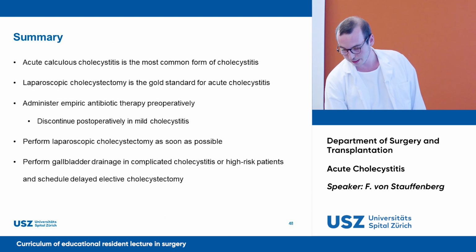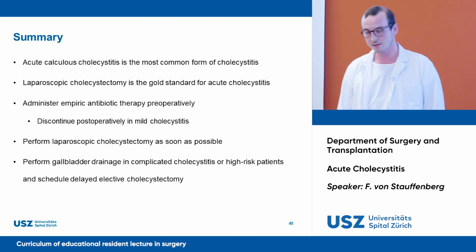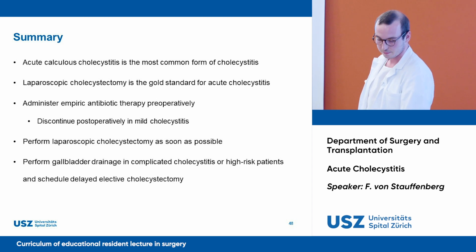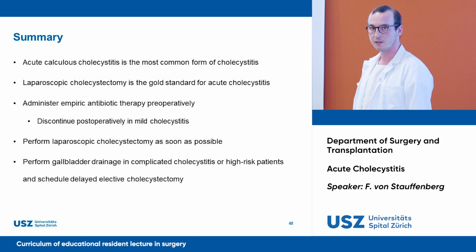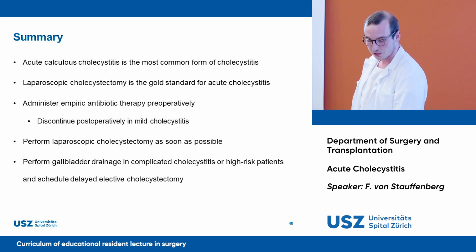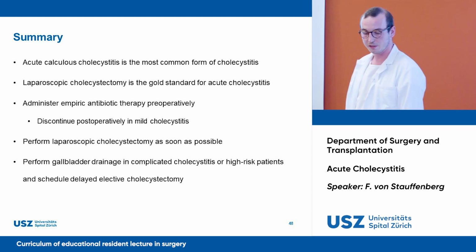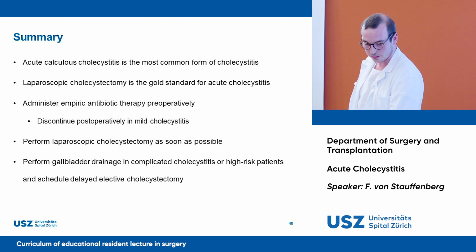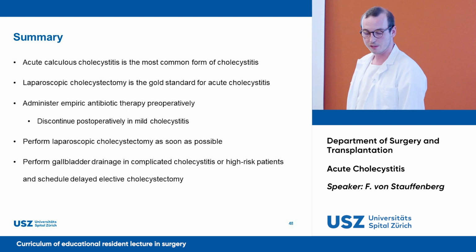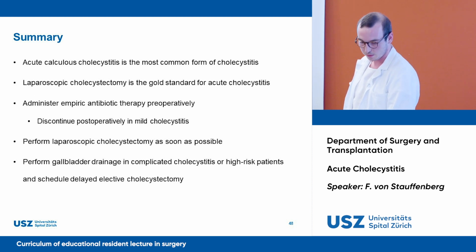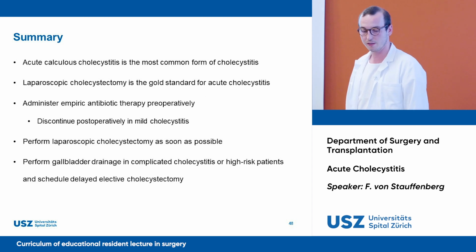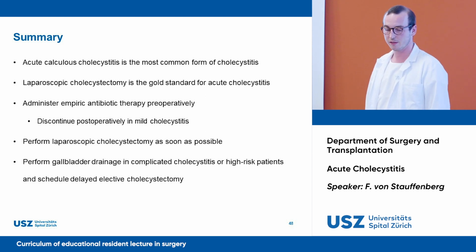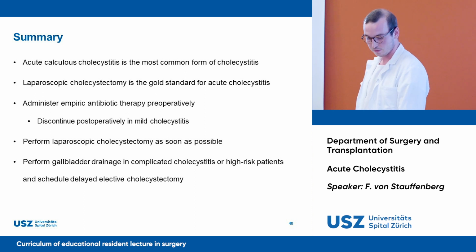So in summary, I want to state that acute calculous cholecystitis is the most common form of cholecystitis. Laparoscopic cholecystectomy is the gold standard for acute cholecystitis. We should administer empiric antibiotic therapy preoperatively and discontinue it postoperatively in mild cholecystitis. We should perform laparoscopic cholecystectomy as soon as possible, and if not possible, we should perform gallbladder drainage in complicated cholecystitis or high-risk patients and schedule delayed elective cholecystectomy.